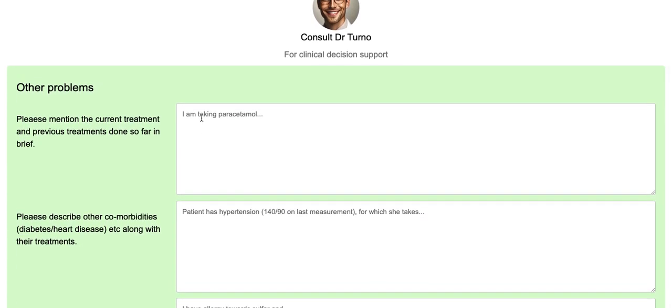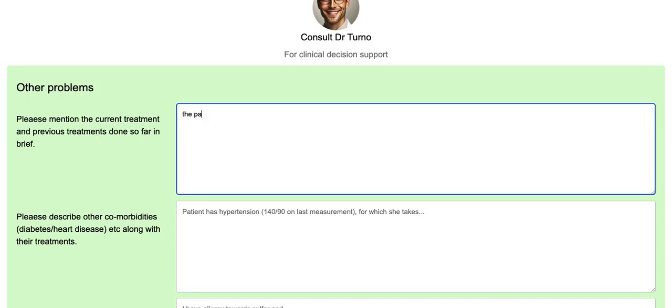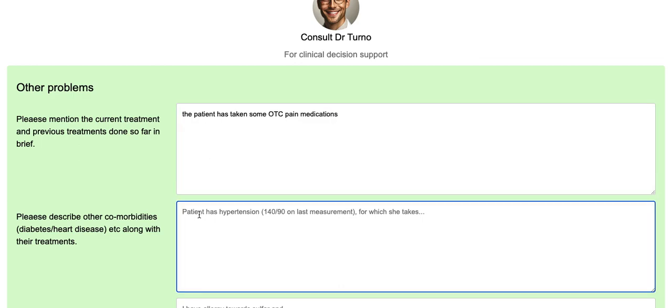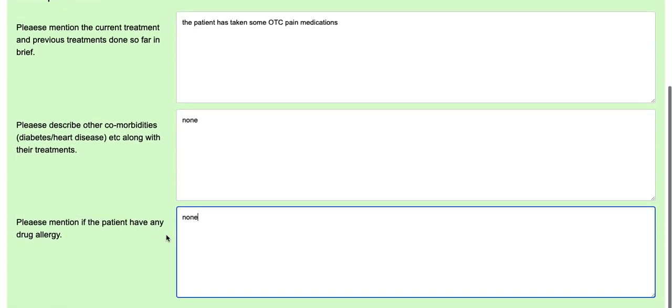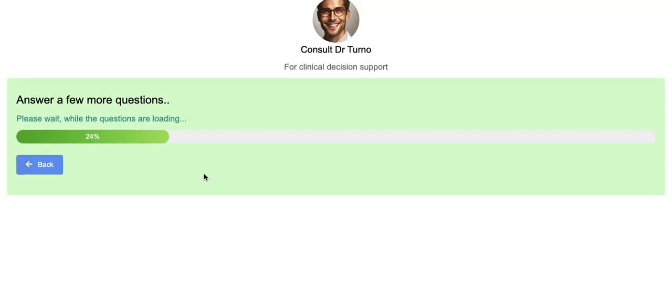Now the current treatment: the patient has taken some OTC pain medications. That's all. Comorbidities, none. Let's just put none. And any drug allergy, again, none. All right. So now let's go to the next step.